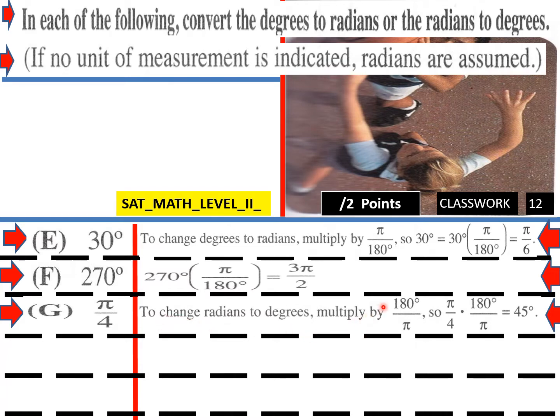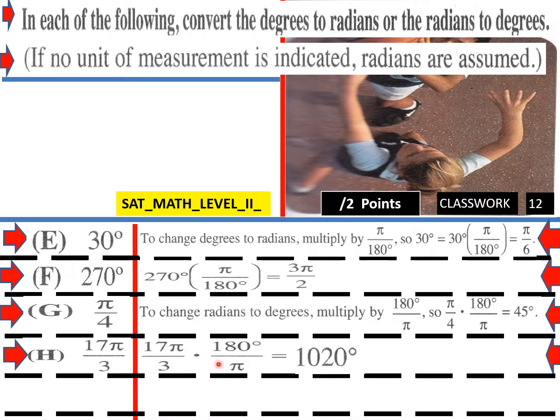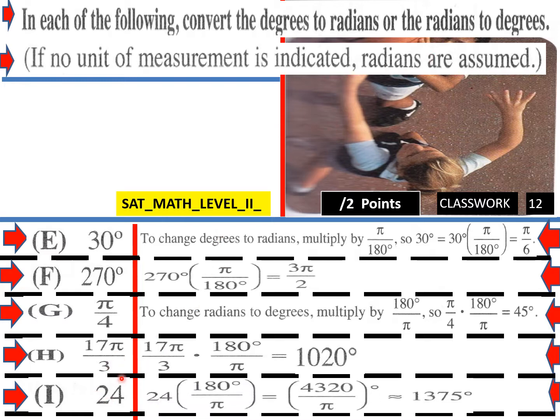And then pi over 4, and then we're starting from radians now, moving back into degrees. So we multiply this by 180 over pi. So pi over 4 times 180 over pi will equal 45 degrees for this pi over 4 radians. And then we got 17 pi over 3. Again, we multiply by 180 over pi. 17 pi over 3 would equal 1020 degrees. And then we just have 24, so this would be radians here for 24. 24 times 180 over pi will equal 4320 over pi, which comes out to 1375 degrees here for 24 radians.